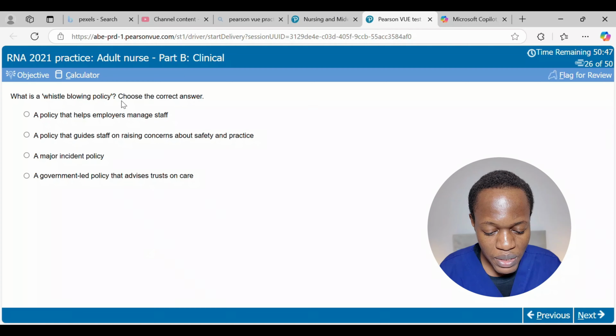But now some companies have a whistleblowing policy. I believe most companies should have it. So this is what this question is all about now. A policy that helps employers manage staff, a policy that guides staff on raising concerns about safety and practice. I think it should be this one.